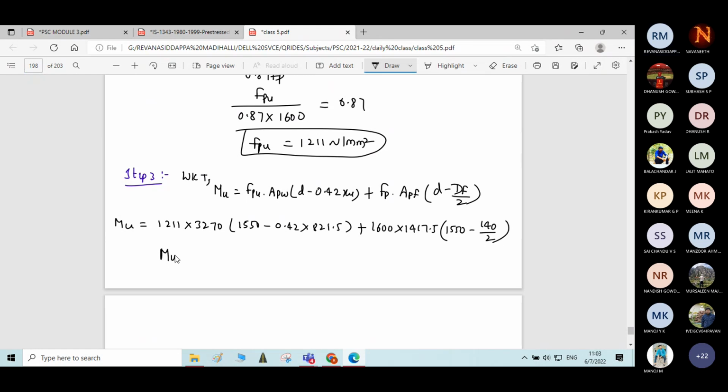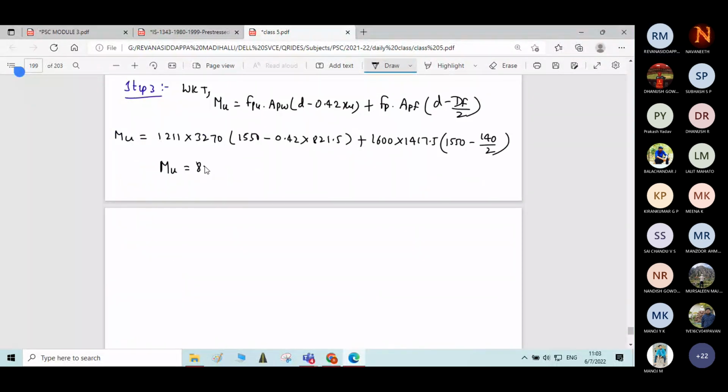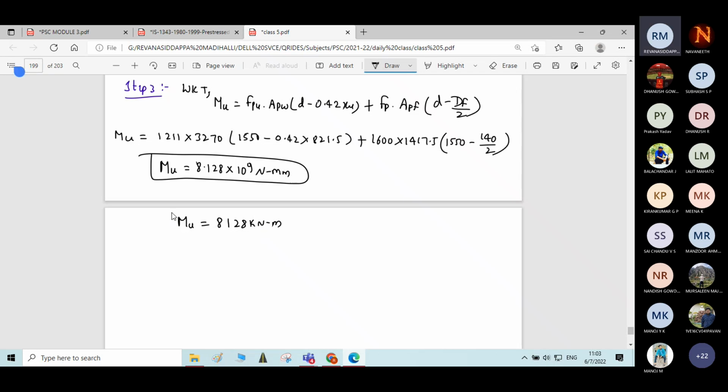So all of you please calculate the answer and cross check the answer. The answer is 8.128 into 10 power 9 Newton millimeter, or Mu is equal to 8128 kilonewton meter. It becomes 8128 into 10 power 6, meaning 8128 kilonewton meter. This completes the problem.